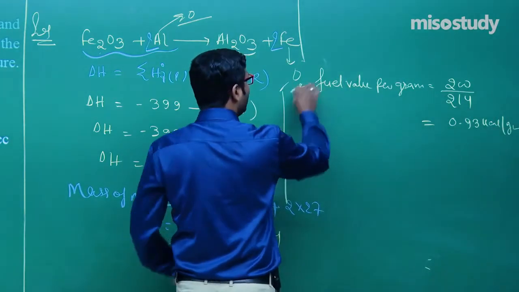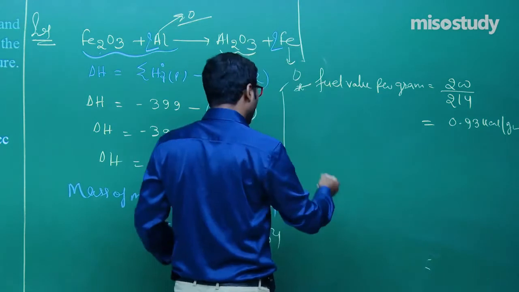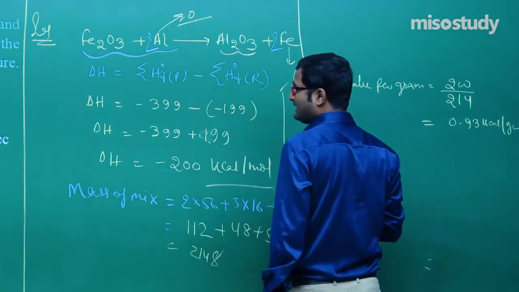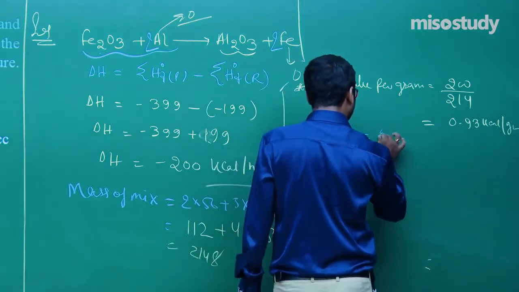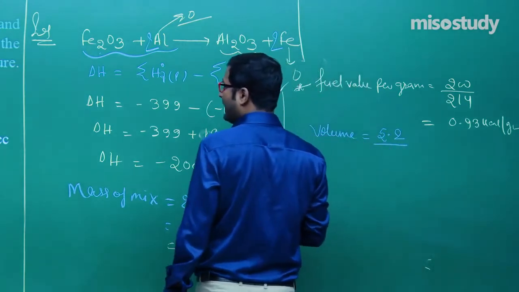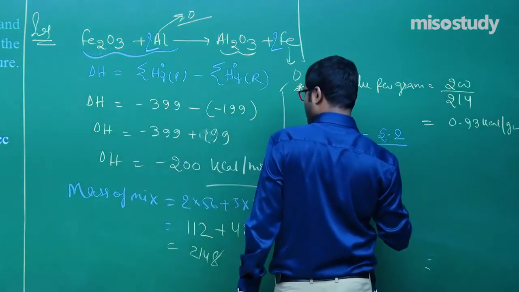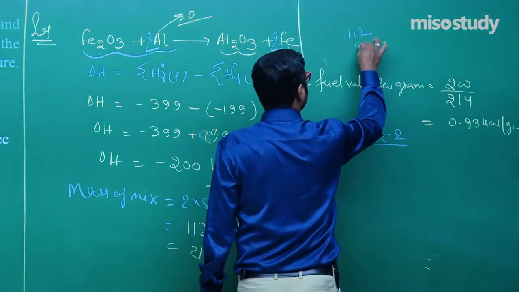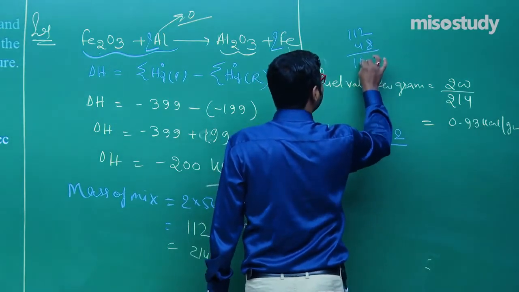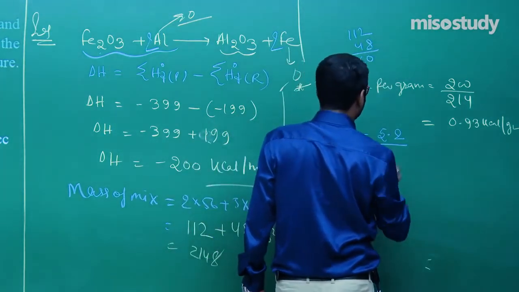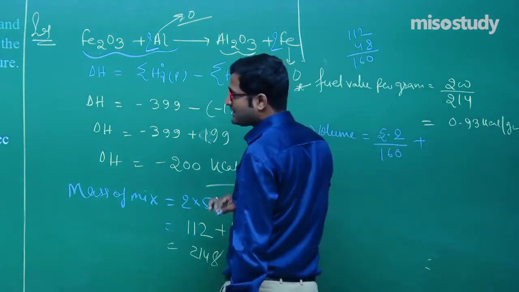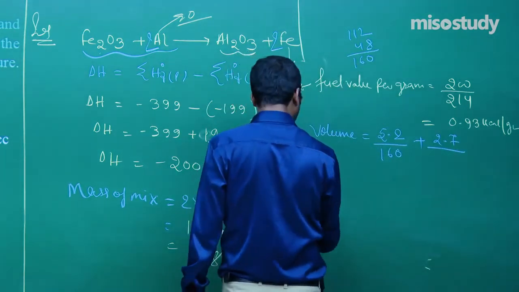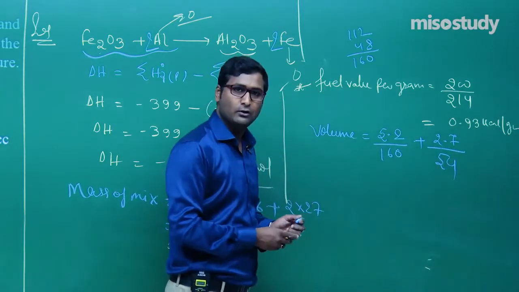Now the next part is fuel value per cc. Here we know volume is equal to mass upon density, and density here is given for Fe2O3 as 5.2 gram per cc, and mass of Fe2O3 is equal to 112 plus 48, which is equal to 160. Clear? 160 upon 5.2, plus the density of Al is 2.7, and the mass of Al is 54, so 54 upon 2.7. This is the total volume.